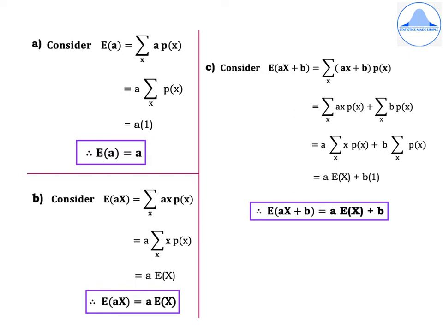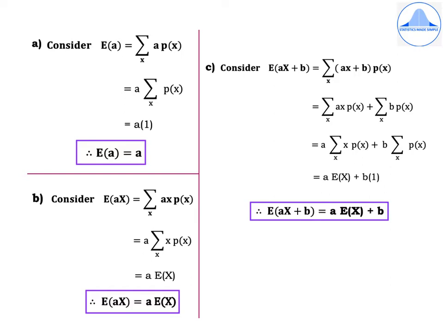Second subdivision. Now we have to prove that E of ax is equal to a E of x. So start with the left hand side of the result and make use of E of x formula. Now in E of x formula, instead of x, now we have ax. So consider E of ax. This is equal to summation over x. Remember that after the summation, you will have everything in small letters. So it is ax into p of x.